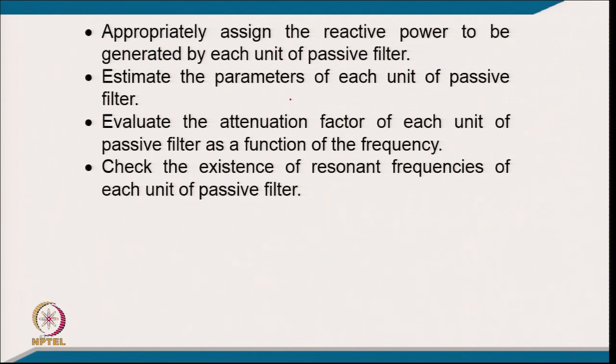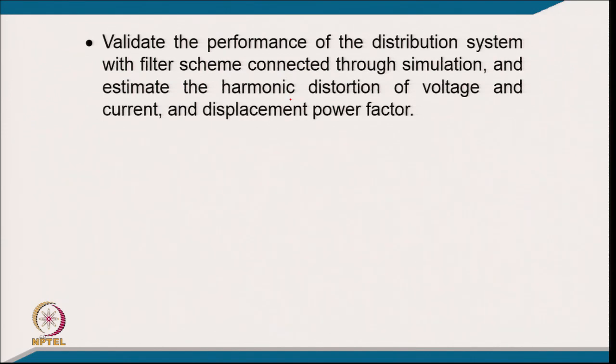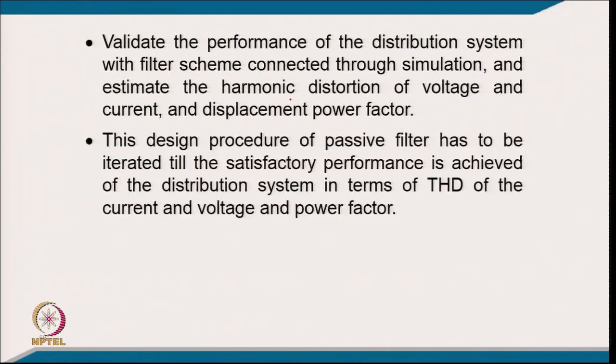Check the existence of resonance frequencies of each unit of passive filter, and if these resonance frequencies of passive filter units are close to the current harmonics generated by nonlinear load, then the tune frequency of filter must be changed, and accordingly calculate the new parameters of passive filter to avoid the parallel resonance with supply system. Validate the performance of distribution system with filter scheme connected through simulation, and estimate the harmonic distortion of voltage and current and displacement power factor.